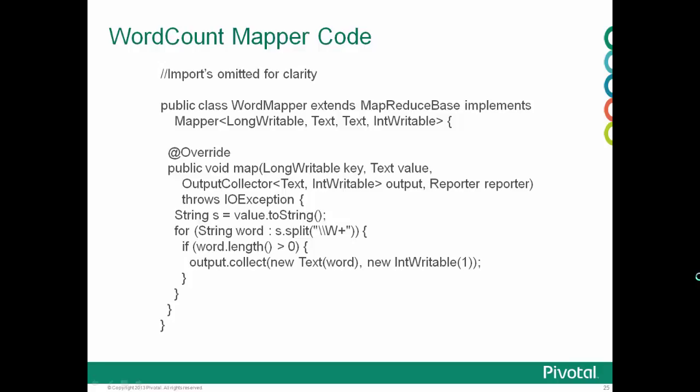So we convert the value to a string variable called s, and then we simply loop through that string, identifying each word in the string and outputting a Text object, which is the word, which is going to be the key, and outputting an IntWritable object, which is the value, the literal 1. So we output the word, as we saw earlier, and the value 1 associated with that word.